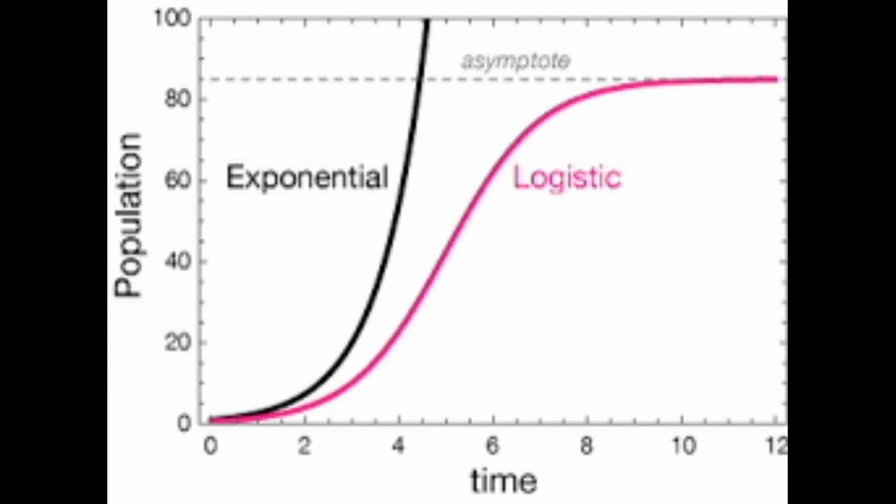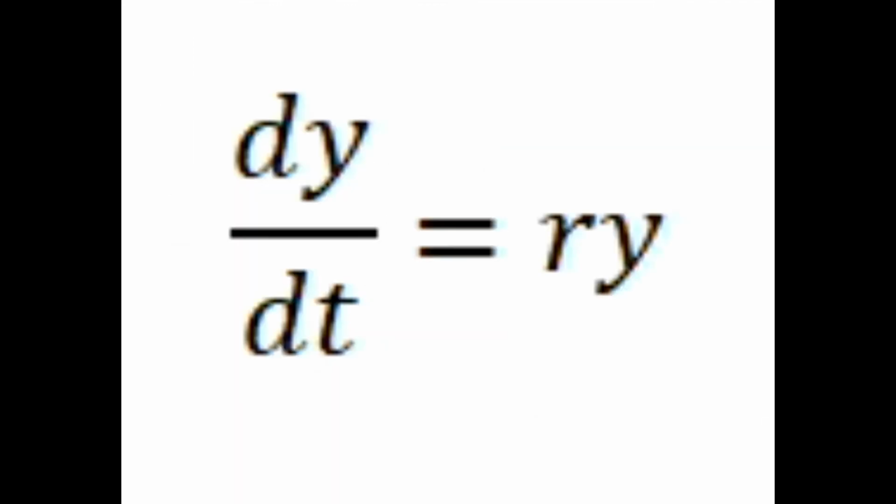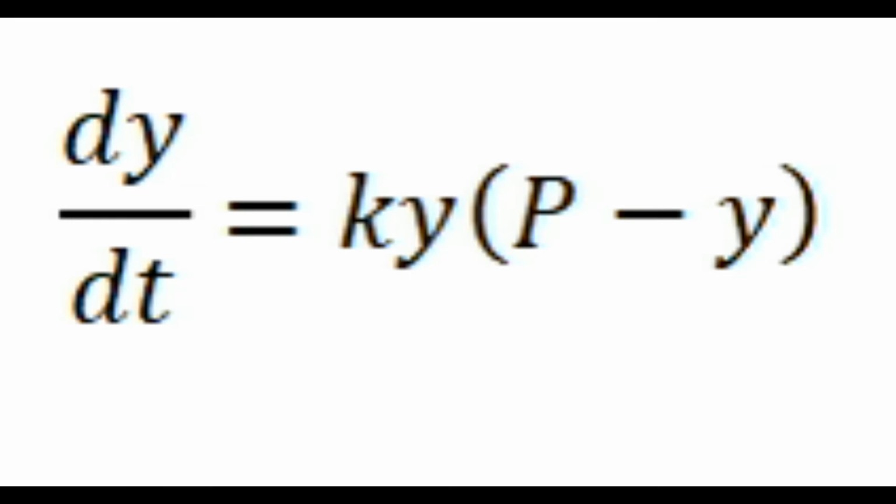to infect. As a result, the growth is modeled not by the equation dy/dt equals r times y, which says that the rate of change is a portion of the y value, but by the equation dy/dt equals ky(p minus y). This says that the rate of change is proportional not only to the y value, but also to the number of people who haven't been infected, p minus y. As y gets closer and closer to p, this rate begins to get smaller and smaller.